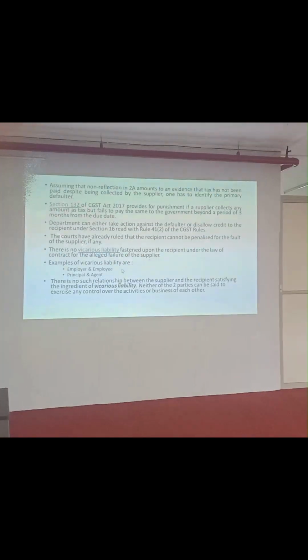The courts have already ruled that the recipient cannot be penalized for the fault of the supplier, if any. Now there is no vicarious liability fastened upon the recipient under the law of contract for the lapse of the supplier. Vicarious liability I wanted to explain to you. Examples of vicarious liability are employer and employee, principal and agent. A principal can be held in law as accountable for the failure of his agent. Similarly, an employer can be held as guilty in law for the fault of his employee.